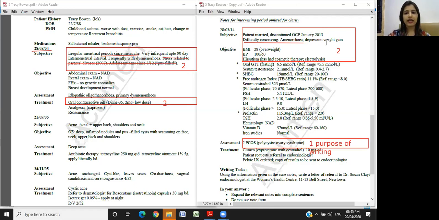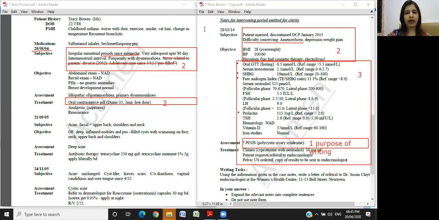And then in the same paragraph, you can write about the other findings. You can mention that on examination, they were found to be overweight and had low blood pressure as well as hirsutism. Then in the third paragraph, you can go on to write about the test results and what you have prescribed them. That would be your third paragraph.